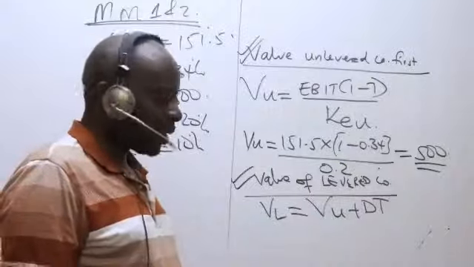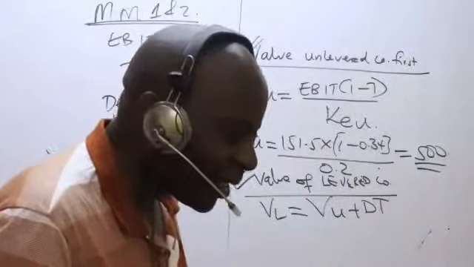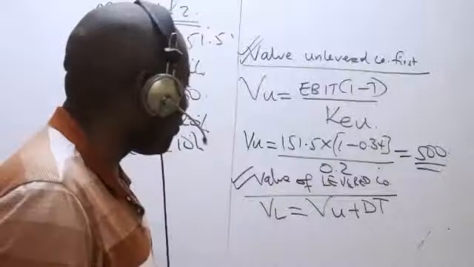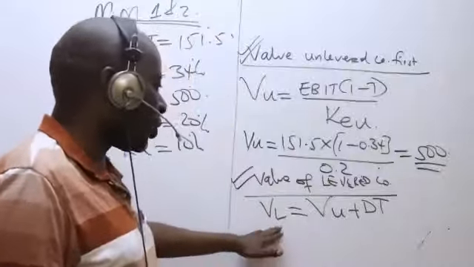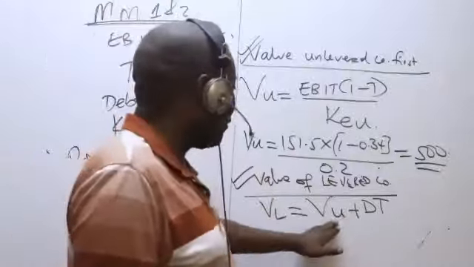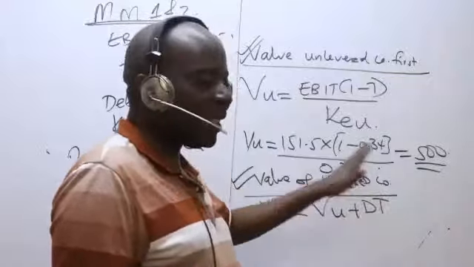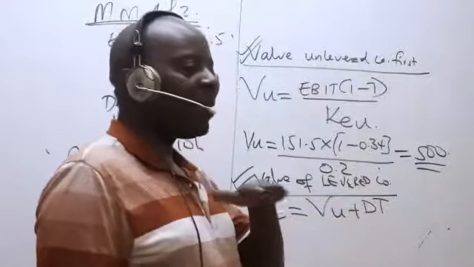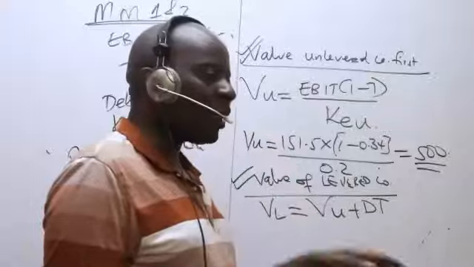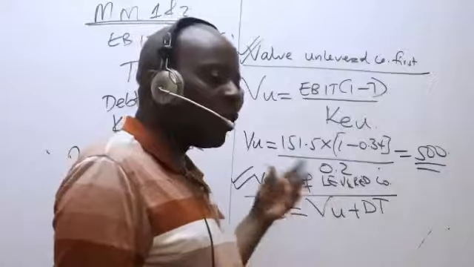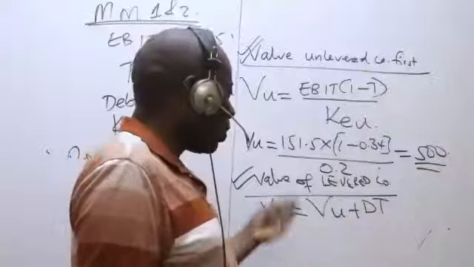So we have here value of a levered organization equals value of unlevered plus debt times T. It doesn't matter whether it's MM1 or MM2. This is the formula we always use.